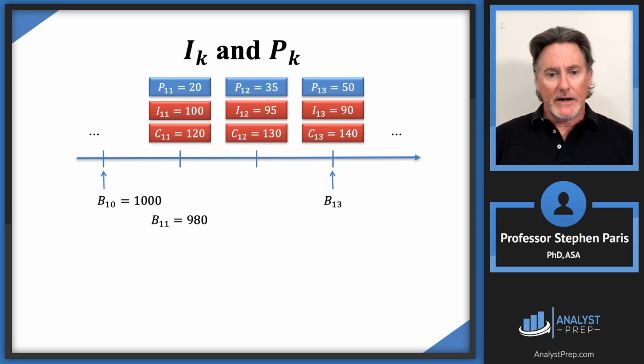And then from that 980, I would subtract 35, which was the amount of principal repaid at time 12, to get 945 as the balance just after that payment. And then finally at time 13, I would take 945, the balance just after the 12th payment, minus 50, and I'd get 895 as the balance at time 13. So let me clean it up. I get a balance at time 13 of 895.